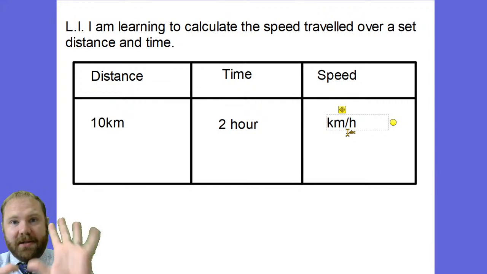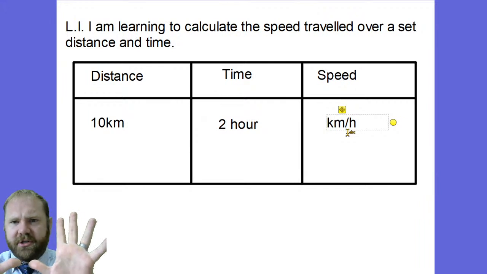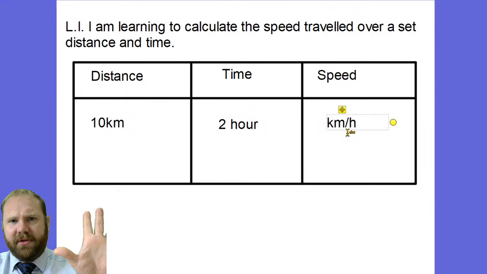So we've got our 10 kilometers, and we want to know every 1 hour. Well, we're doing it in 2 hours, so we're going to have to half it. Divide it by 2.